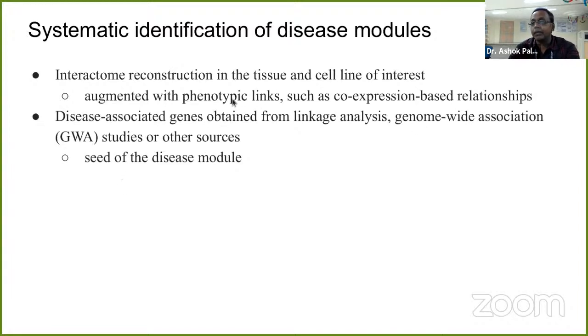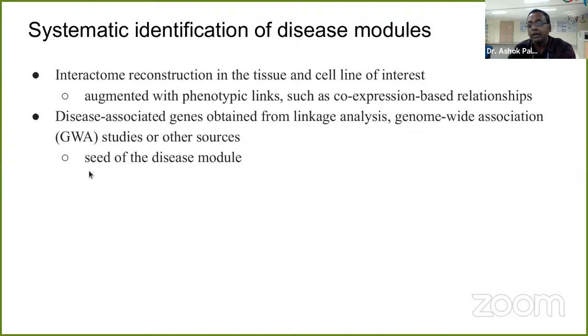Next, in this network, identify the known disease-associated genes. So we're not starting with a blank slate. We already know there are certain genes that are associated with the disease. What we want to do is identify all the genes that could be associated with the disease. But we have current knowledge, from so much medical work, that there are certain genes already known to be associated with your disease of interest. And this could be obtained from linkage analysis or GWAS and other sources.